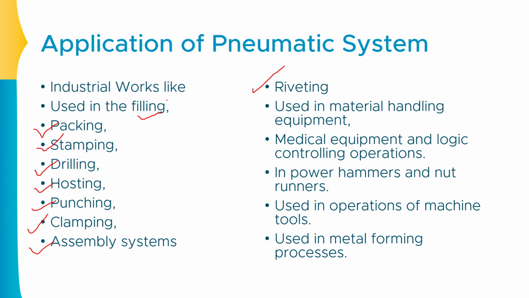Other than that, they are also used in material handling systems. They are also used in medical equipment and logic control operating systems. In power hammers, they are also used in the operations of machine tools and in metal forming processes. These are all the major applications of the pneumatic system.